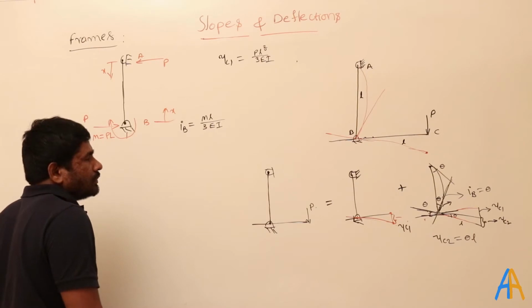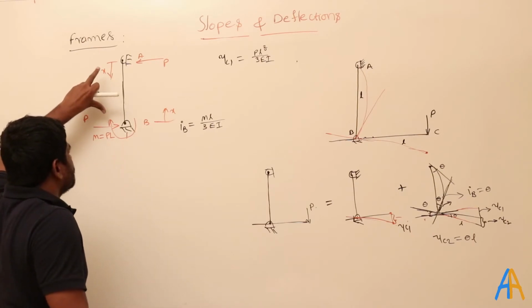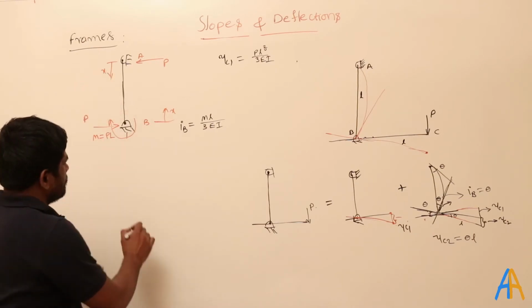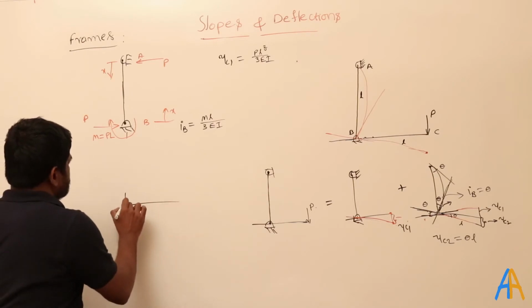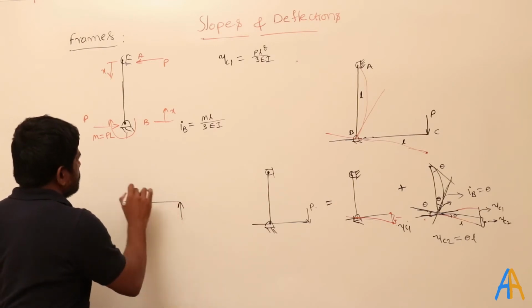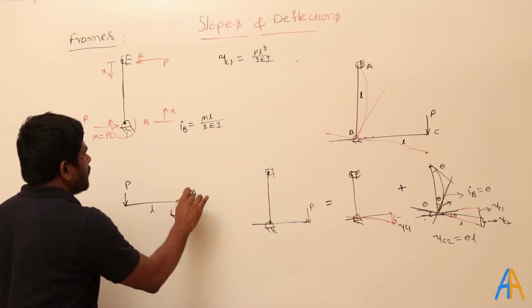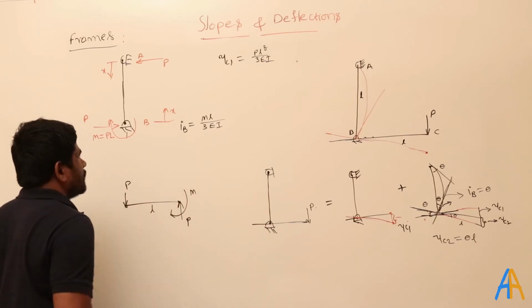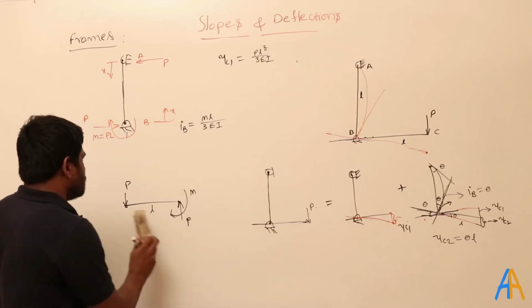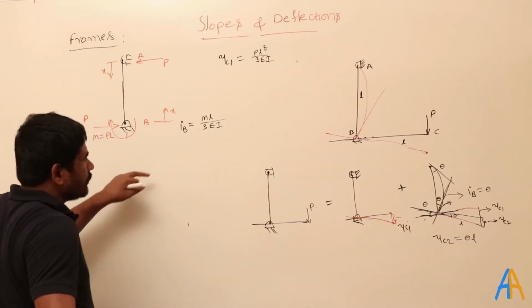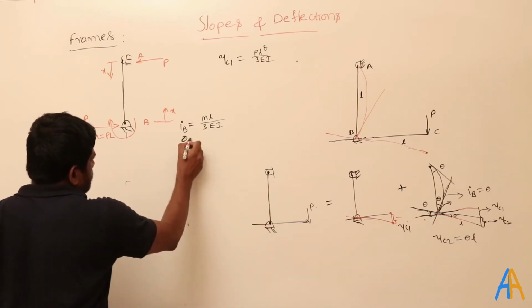If you don't know how to find it, then take this as a beam. This is the beam. This is the P, this is the P, this is the L, and this is the moment M. Find out the slope at this point. You can easily find that. So if I know the slope at B, that means theta B.